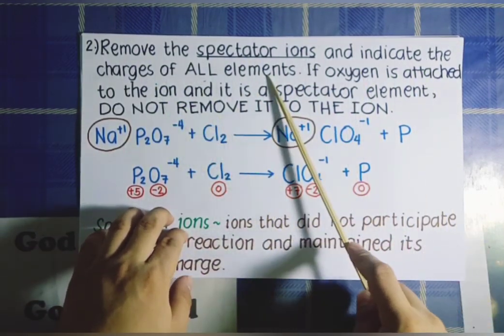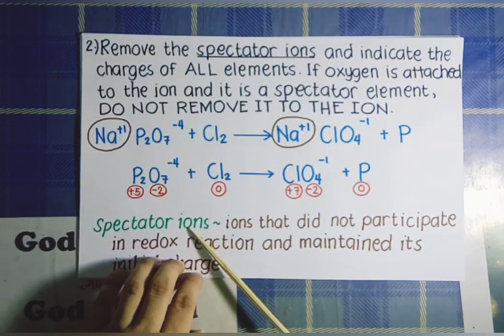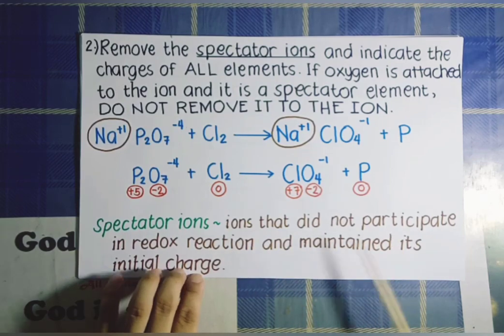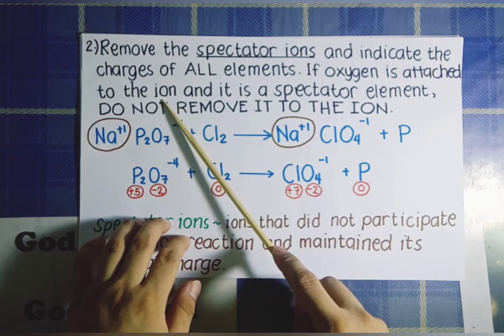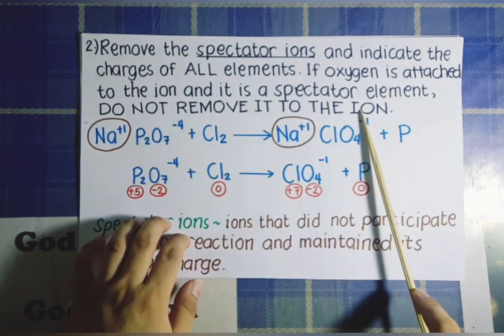The next thing that we are going to do is to remove the spectator ions and indicate the charges of all elements. Now, what are spectator ions? Spectator ions are ions that did not participate in the redox reaction and maintained their initial charge. If oxygen is attached to the ion and it is a spectator element, do not remove it from the ion.